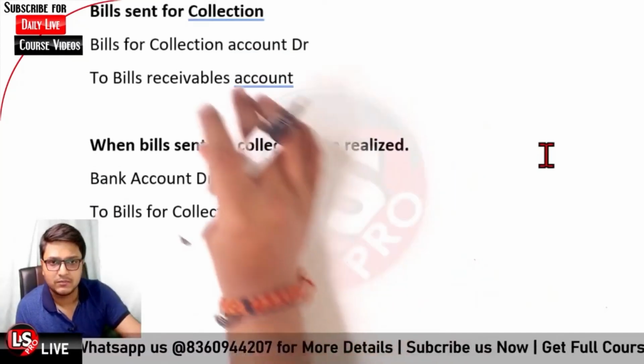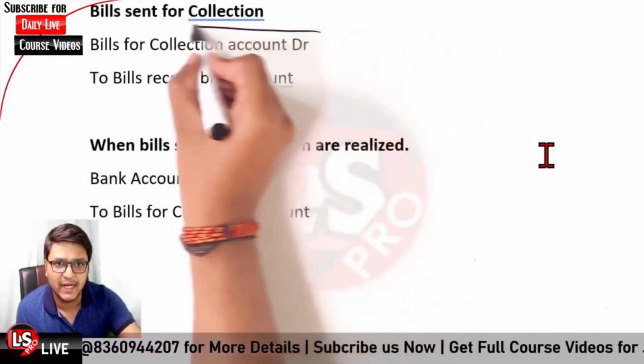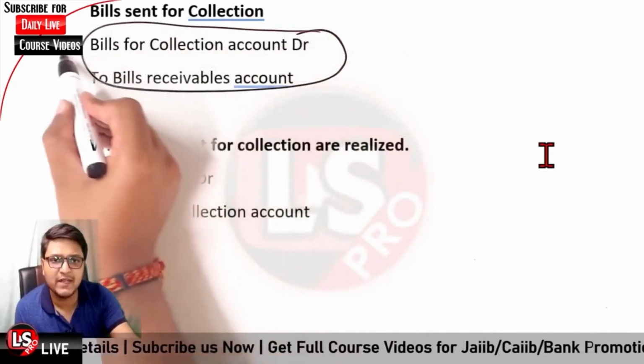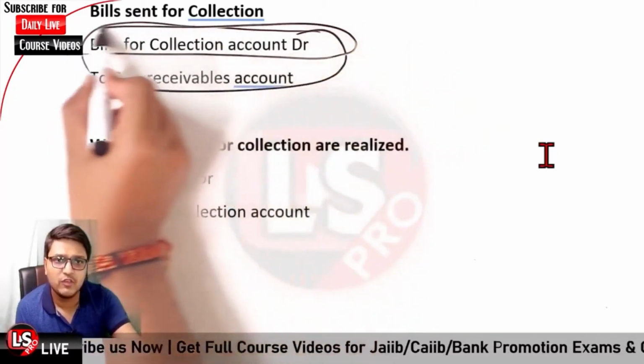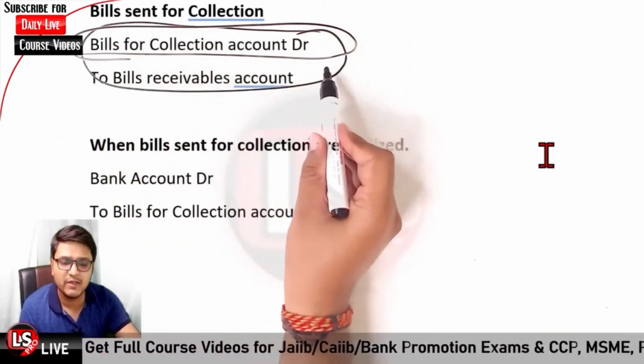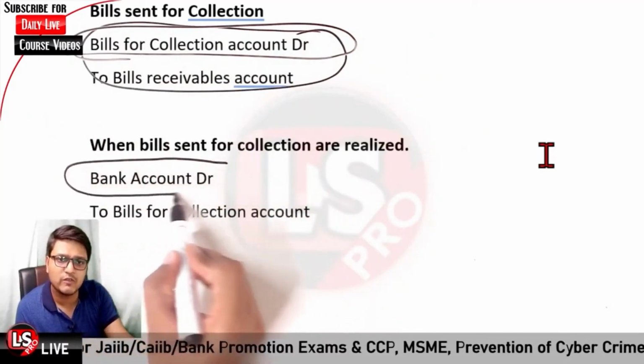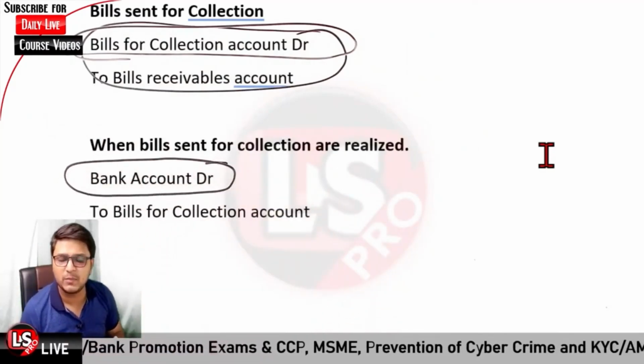So once you have this particular entry, and further you have received the amount, in that particular case we will be nullifying this particular account balance. So we'll be crediting that particular account, and you have received the balance in your bank account, so it will be debited. Okay, so that is a particular case.